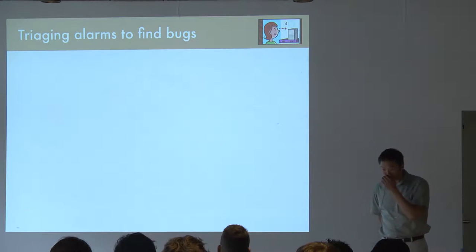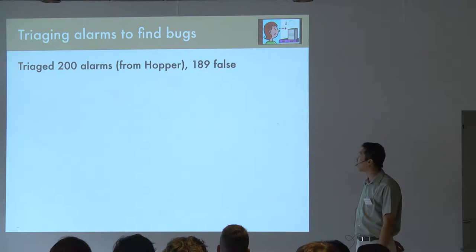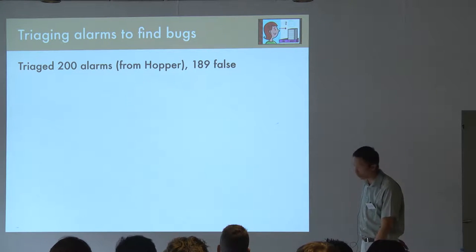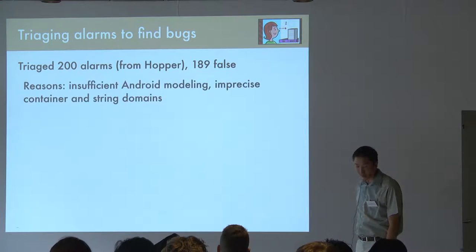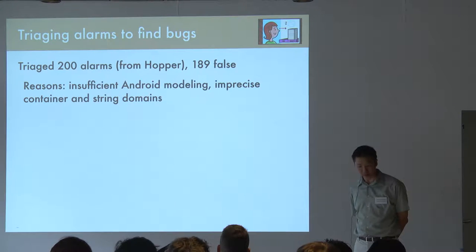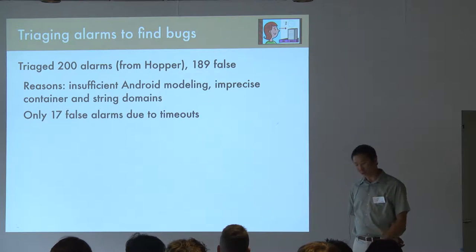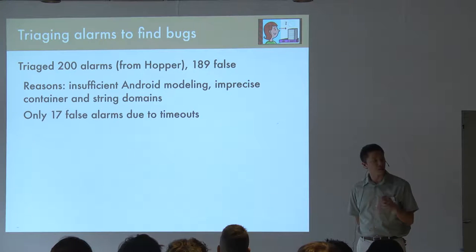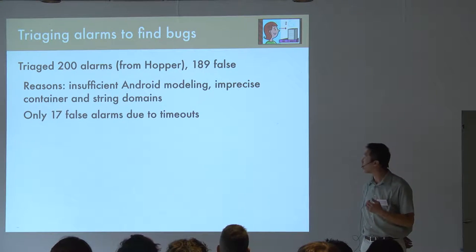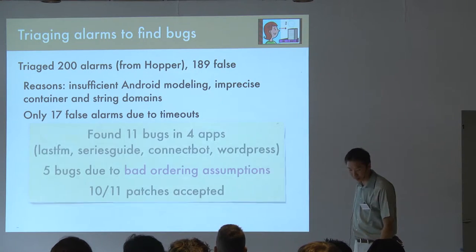Of course, we want to know what's left. We couldn't look at all 5,000, but we triaged 200 alarms that are left. 189 of them were false, so there are things to do. Most of the reasons are, I think, insufficient Android modeling or other concerns like container and string domains that we didn't consider in our implementation. But of those, only 17 of the false alarms were actually due to timeouts, which was the core thing that we were looking at here. So at least there are some niceties there.